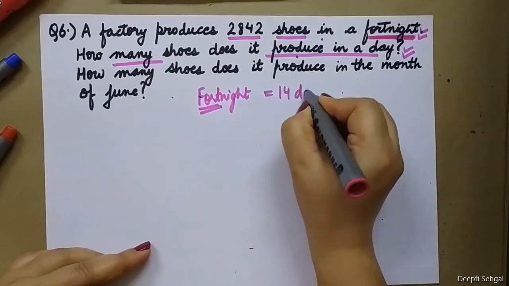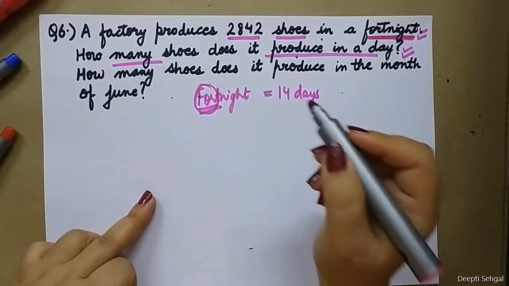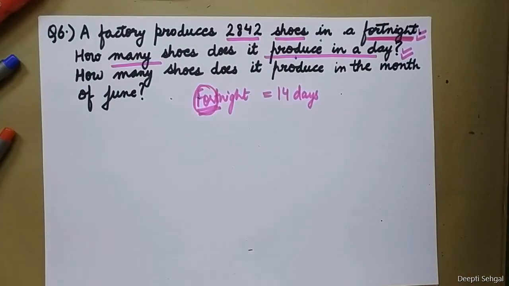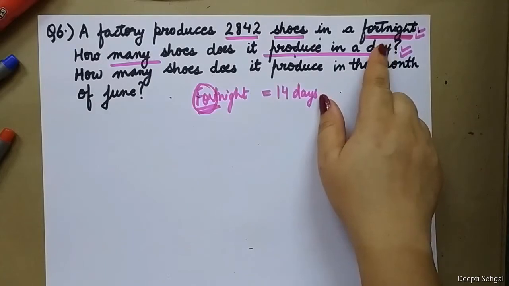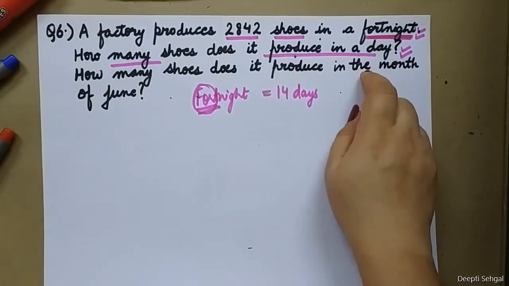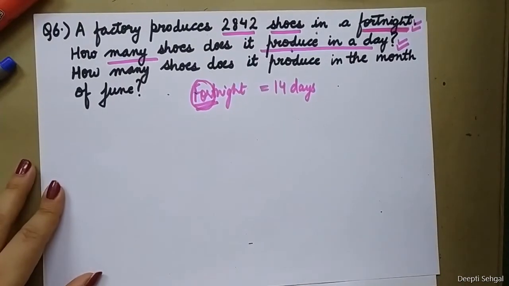14 days. A fortnight means 14 days. Always remember like this. 14 nights, that means 14 days. So a fortnight has 14 days. That means 2 weeks. So a factory produces these many shoes in a fortnight. So, and they are asking you to find out how many shoes it produces in a day. So, if we have been given about 14 days and we have to find out about 1 day.